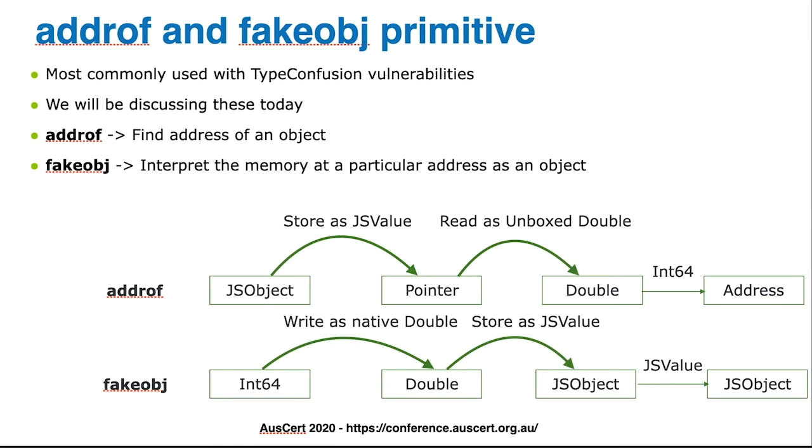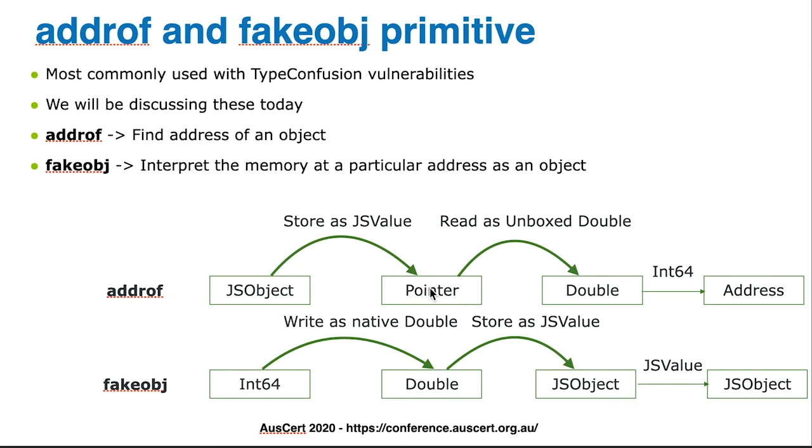Okay. Now, what are addressof and fakeobj primitives? The addressof primitive allows you to find out the address of an object. The way it works is that whenever you store a JS object value, it is stored as a JS value, as we discussed. So what it stores is the address to that object as a pointer. Now let's assume that you cause a type confusion vulnerability, and now this pointer is interpreted as a double. By reading that property as a double, you will be able to read this pointer value, right?